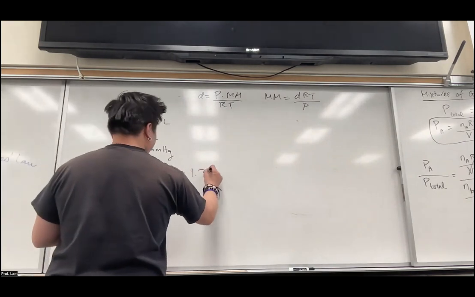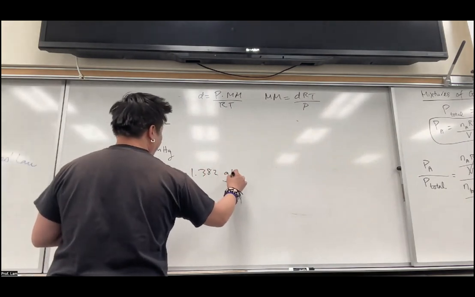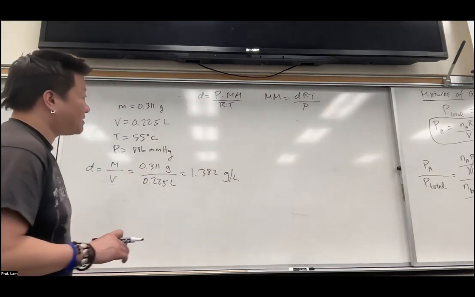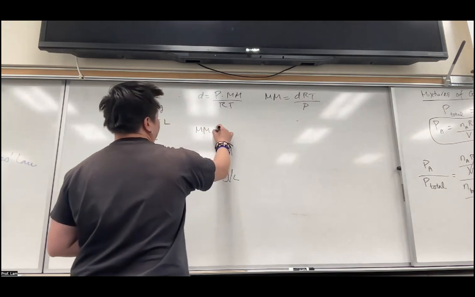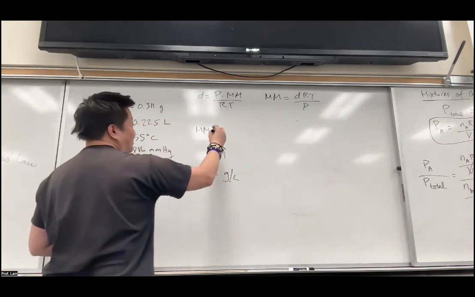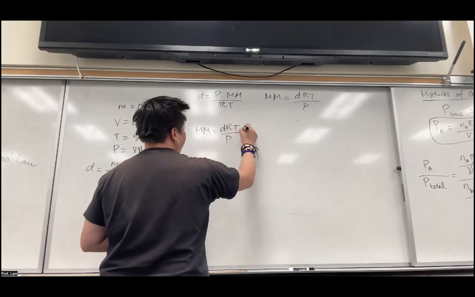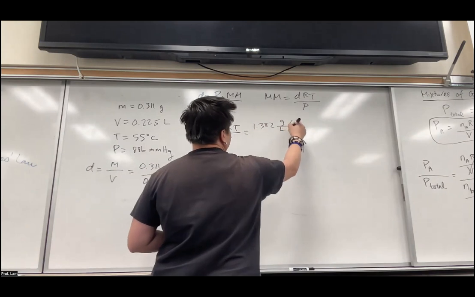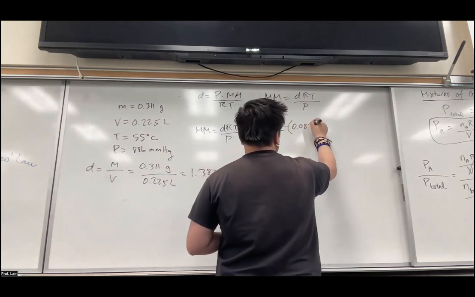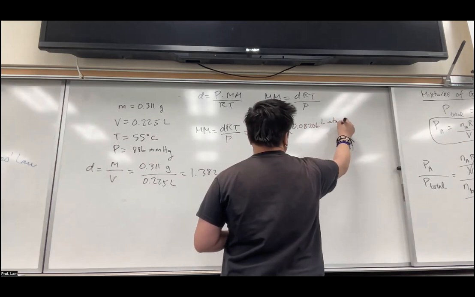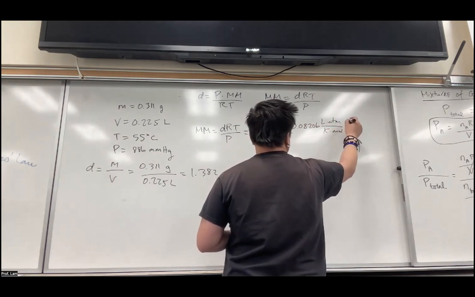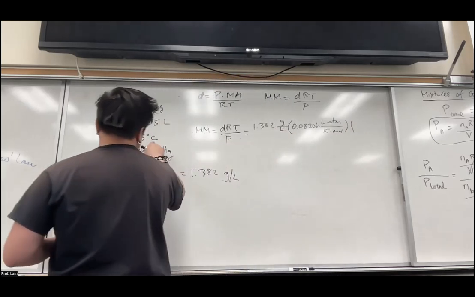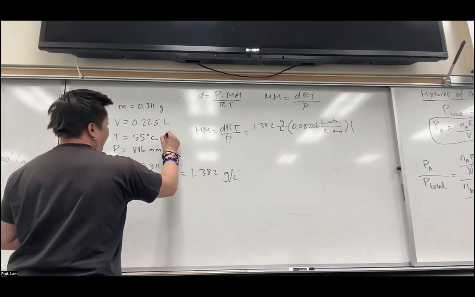Yeah, 1.382 grams per liter. Okay, so keep many sig figs because you're not done yet. And we go: molar mass is equal to dRT over P. So density is 1.382 grams per liter times R, 0.08206 liter ATM per K mole, times temperature. Oh, our temperature is not in Kelvin yet, so we really need to convert that.